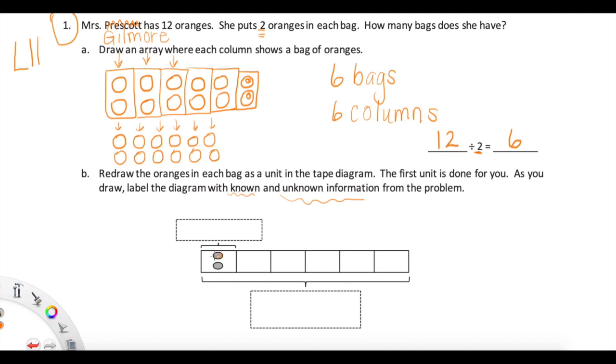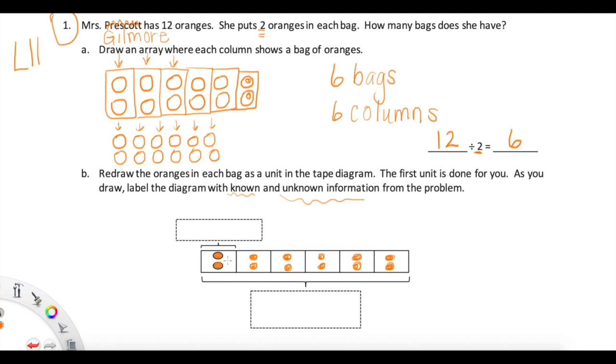So yes, the first one has been done for us. Here we see 1, 2 oranges. We are still dropping 1, 2 oranges into each bag. 1, 2 oranges. 1, 2 oranges. Let's keep track and make sure we're going to end up with 12. I'm going to count by 2s. I see 2, 4, 6, 8, and now we're going to drop 2 more. So I have 10 oranges and 2 more, which gives us 12 oranges.